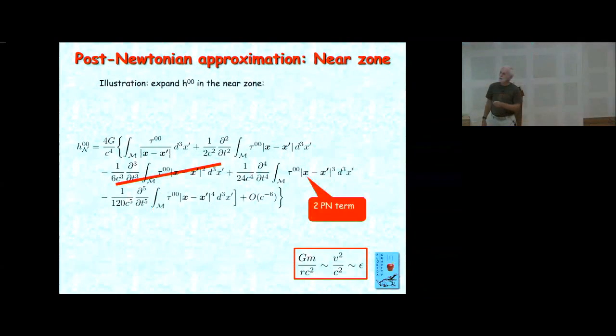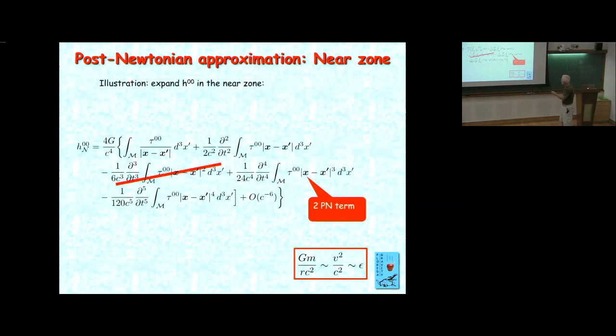Okay, then there's this term, which has this x minus x prime cubed and four time derivatives, so it's a second post-Newtonian term. It's v over c to the fourth. Each time you get v over c squared, you're at a higher post-Newtonian order, so this is 2PN. This was called the superpotential, and after a great deal of concentration trying to figure out the best name for this, it's a highly technical name, this is the super-duper potential.